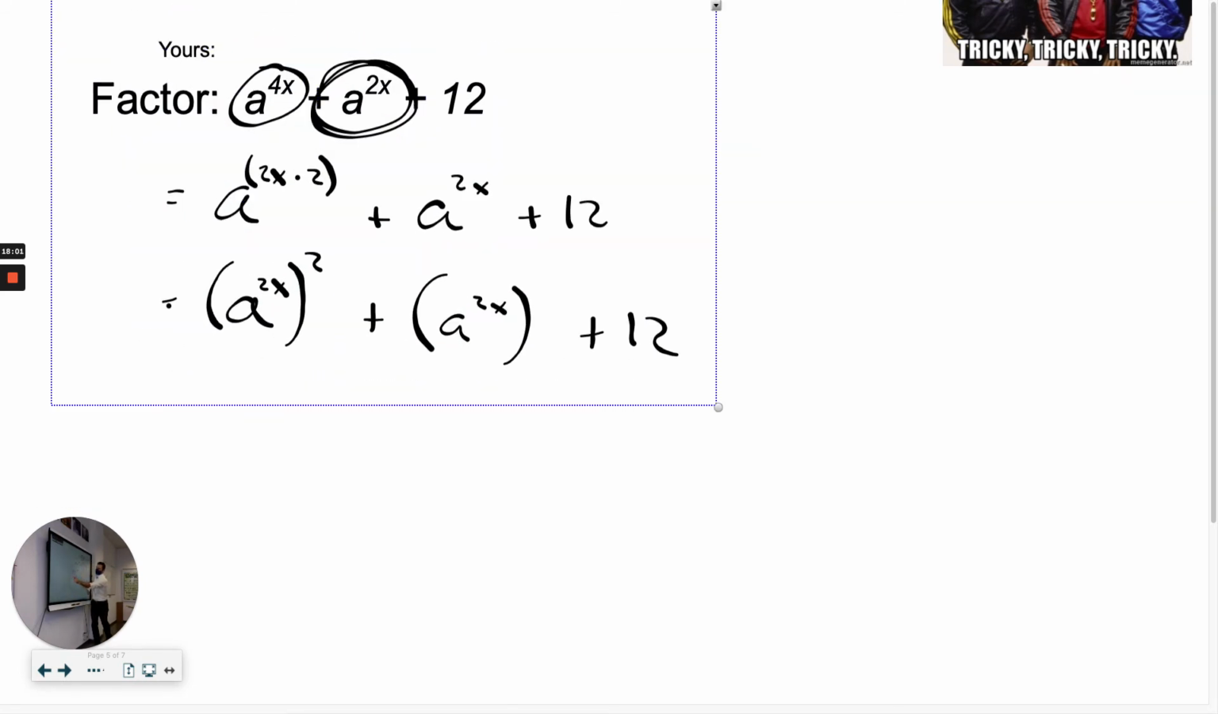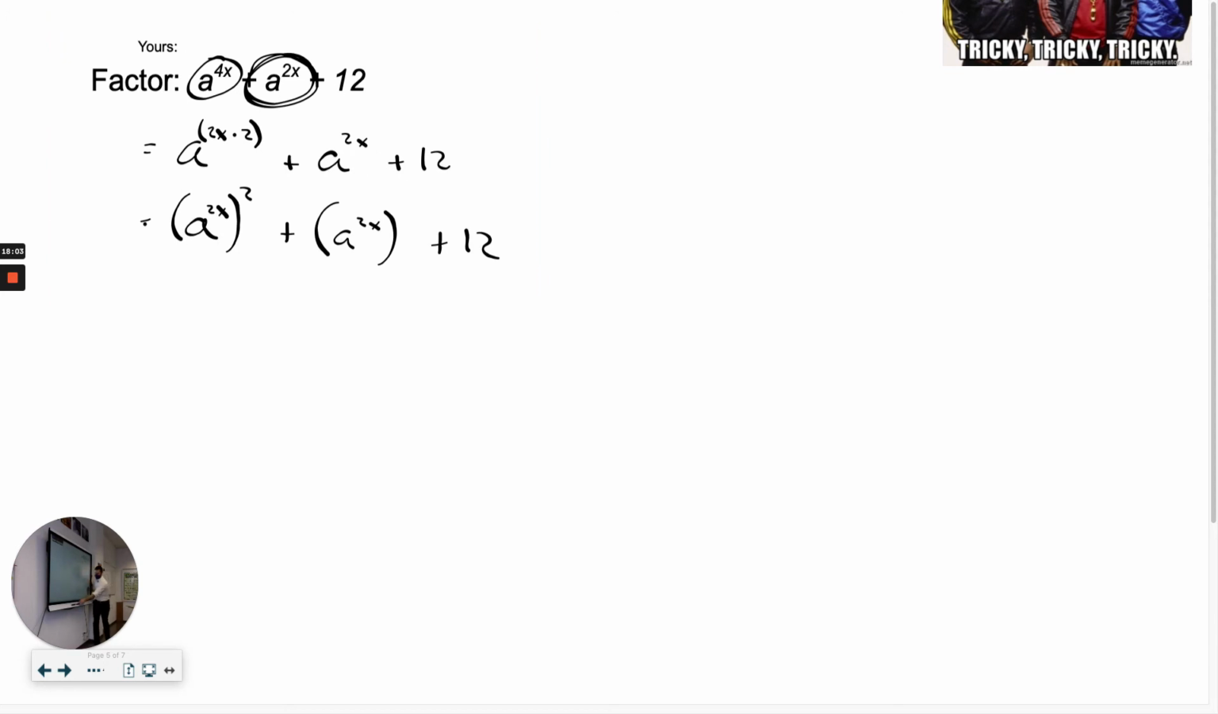If you thought about a to the 2x, not as a to the 2x, but let's ignore our problems like normal and call it m for a second. Something different, right? This is m squared. Hey, look, that and that are both the same, so that's another m. What does that look like? Quadratic. Can you factor that?